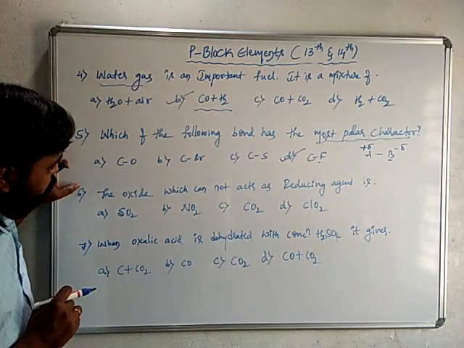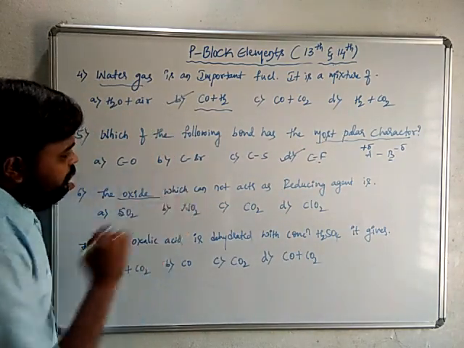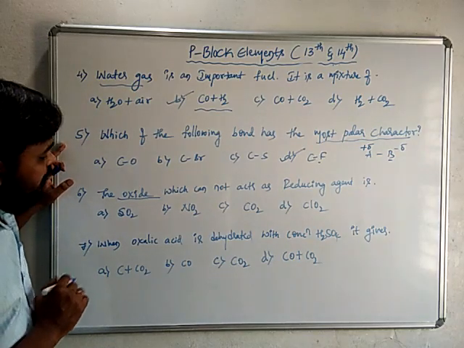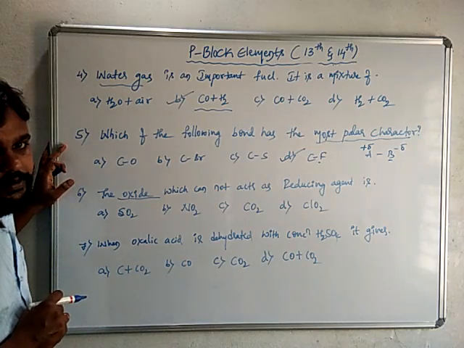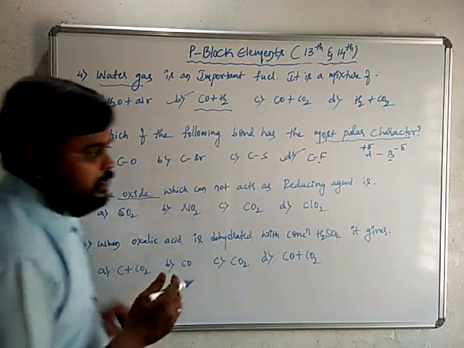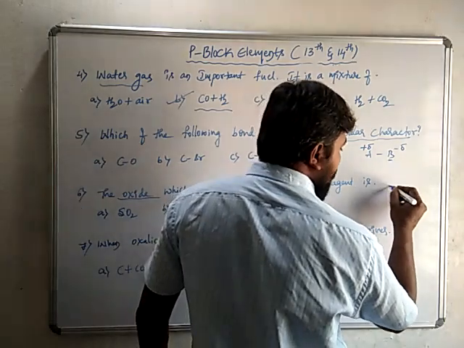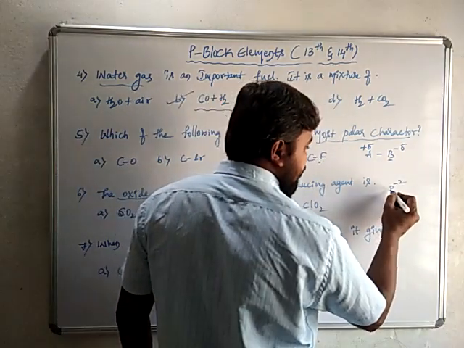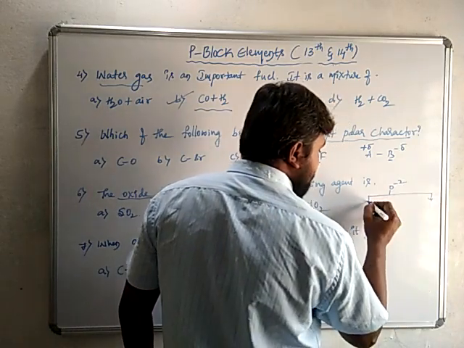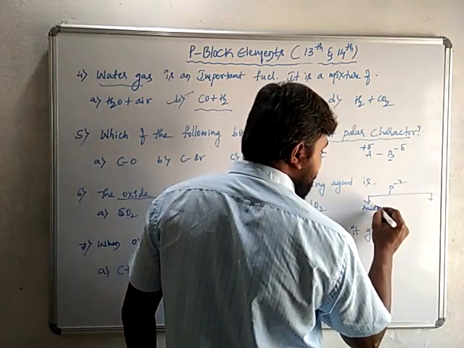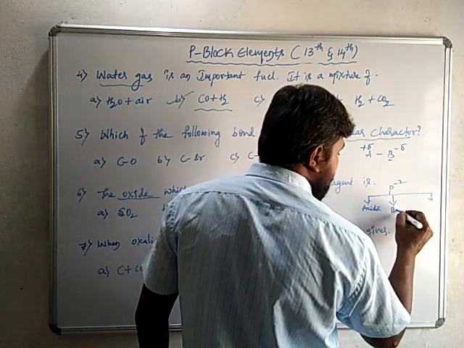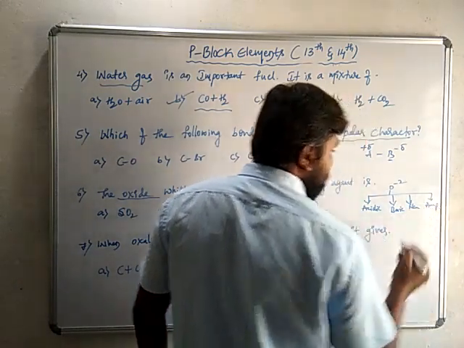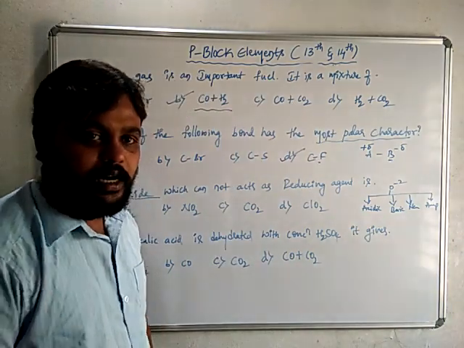So next question is, the oxide which cannot act as a reducing agent. Remember oxide: any element combines with oxygen forming oxides, and these oxides are of many types. Oxygen carrying a -2 oxidation state is called oxide. One is acidic oxide, another is basic oxide, another is neutral oxide, and another is amphoteric oxide. This is already studied in the PU itself.